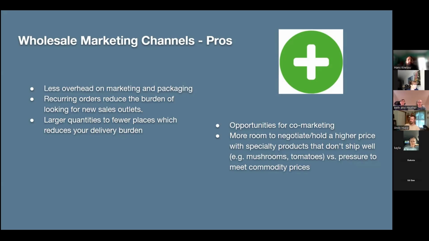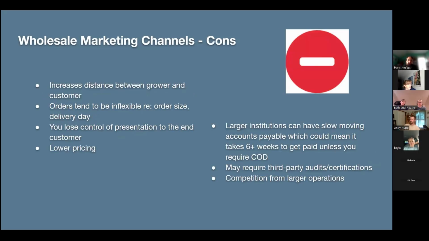That's probably the most common thing people think of when selling wholesale, that it's one large sale versus a lot of small sales. You have more opportunity for co-marketing with the businesses that you work with, cross-promotion. And then you have a little more room to negotiate and hold higher prices on specialty products that aren't necessarily competing with commodity prices.